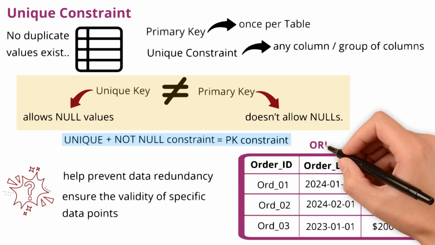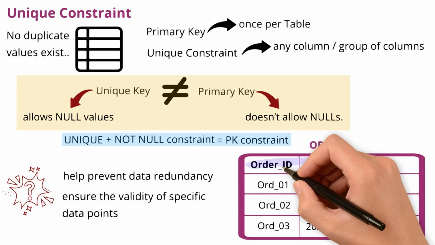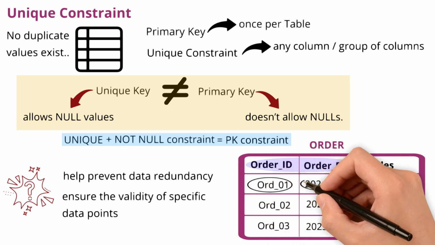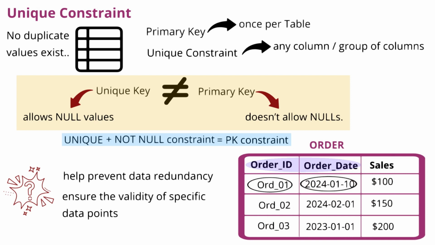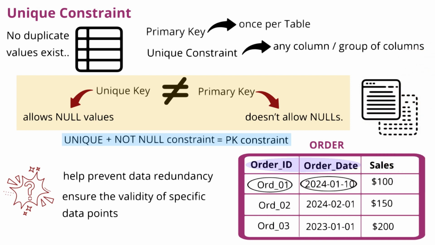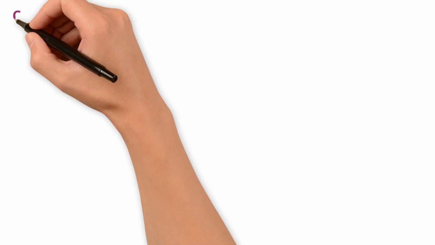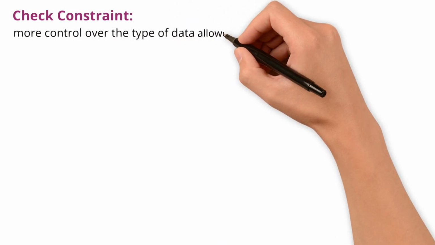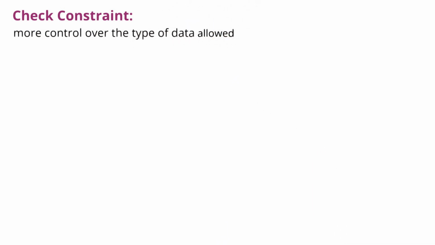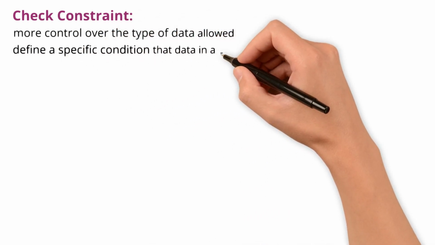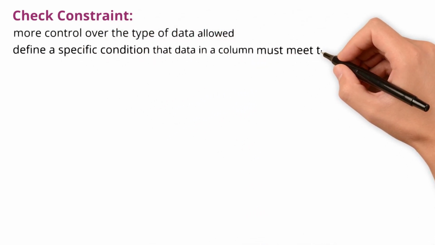Example, in an order table, you might set a unique constraint on a combination of order ID and order date to ensure no duplicate orders are accidentally created within the same ID and date. Check constraint. Sometimes you need more control over the type of data allowed. A check constraint allows you to define a specific condition that data in a column must meet to be valid.